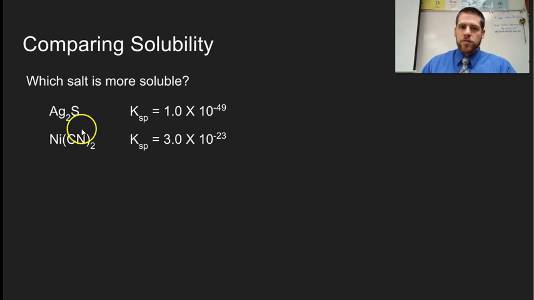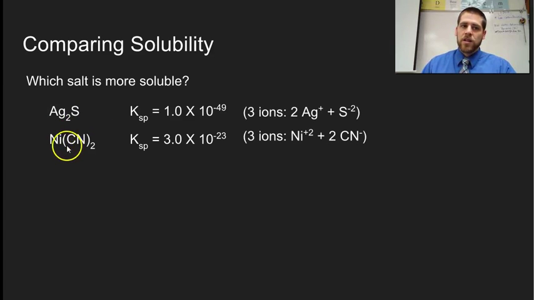Now with comparing solubility, we have to take a few things into consideration. How many ions are these forming? Silver sulfide is going to form 3 ions, and nickel cyanide is also going to form 3 ions. And so the amount of moles of ions produced is going to be the same. And so in that case, we can actually just look at the Ksp values and take the larger one. The larger one is the more soluble one. Don't make the mistake of thinking that a larger number, 49, is bigger than 23. Negative 23 is bigger than negative 49.